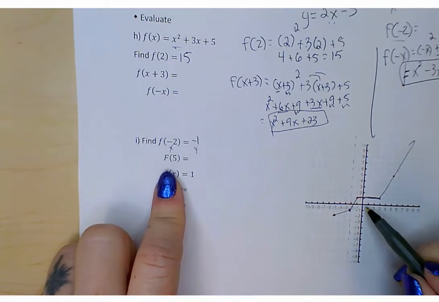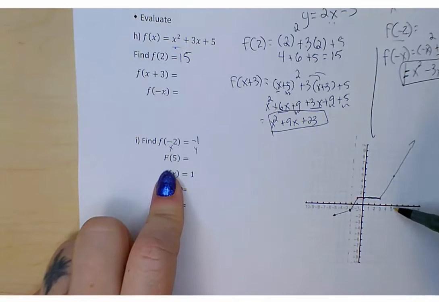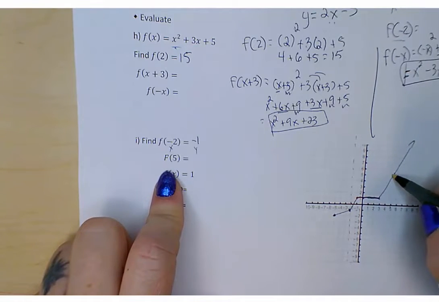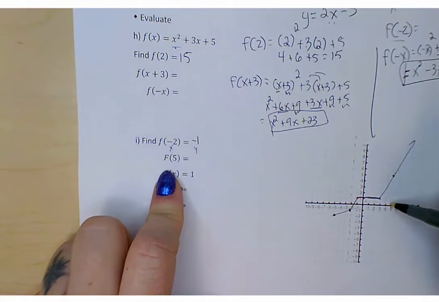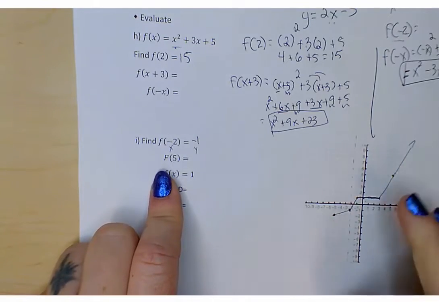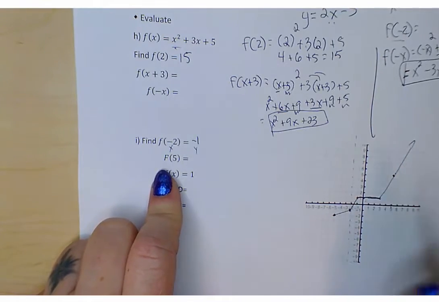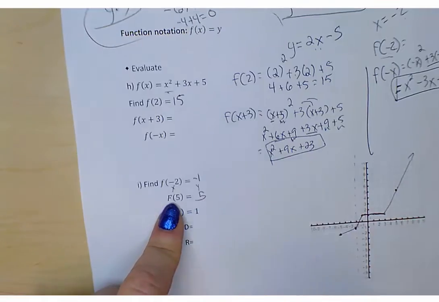f of 5, go over to a positive 5. If we take a look at that, we have a point right over here. The x value is 5. What is the y value? Well, if we look, that is also a 5.